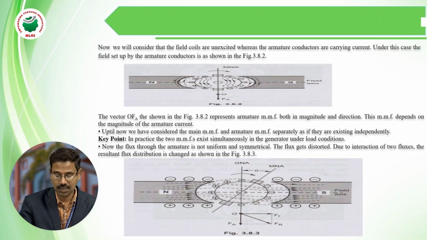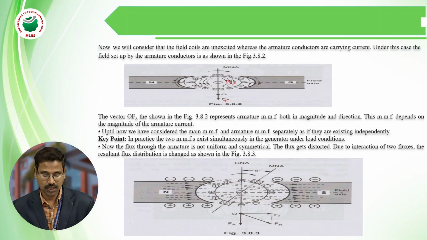The minus or dot denoted conductor indicates the current coming up through the conductors. Under that condition the current flows in the downward direction. When the armature conductor carries the current, the magnetic flux flows in a perpendicular or downward direction. This is called the armature MMF, which acts perpendicular to the main field flux.